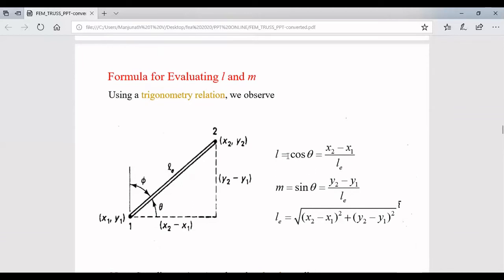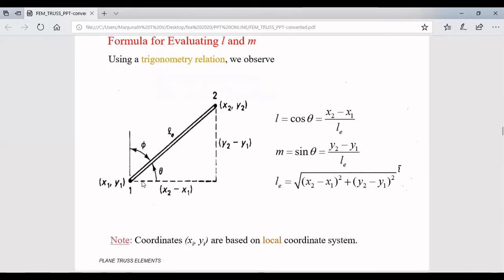Now L is equal to cos theta, which is adjacent by hypotenuse. If you consider this as adjacent and this as hypotenuse, then cos theta is equal to x2 minus x1 by LE. Similarly, m is equal to sin theta; if this is the opposite and this is the hypotenuse, then sin theta is equal to y2 minus y1 divided by LE.